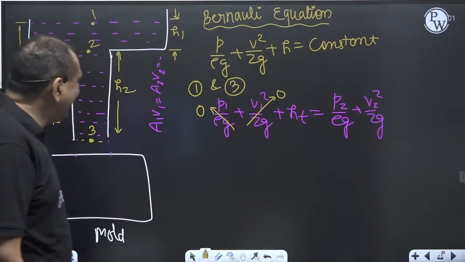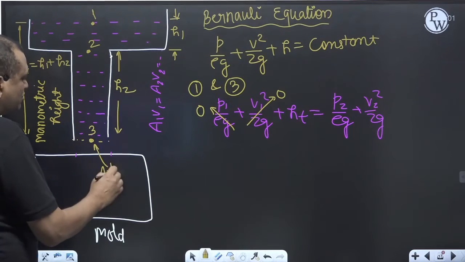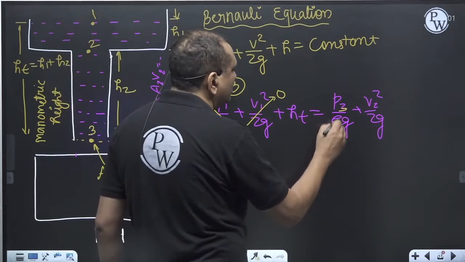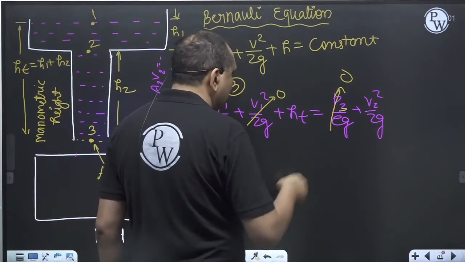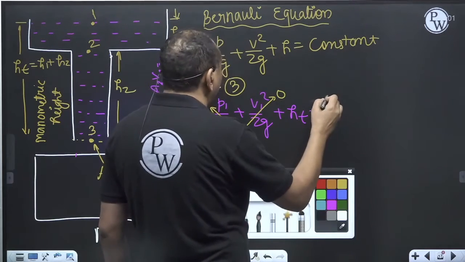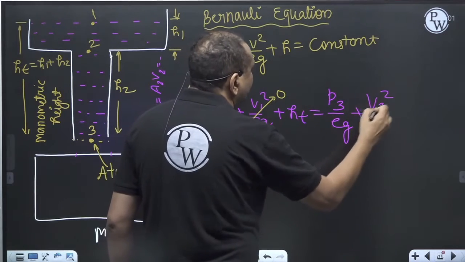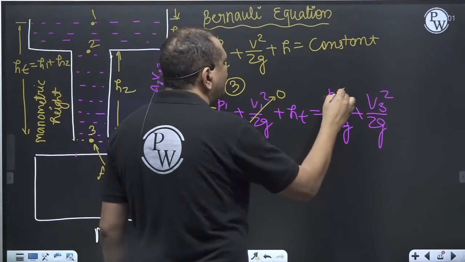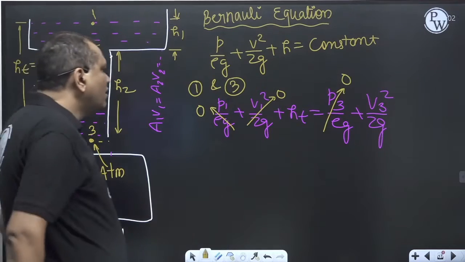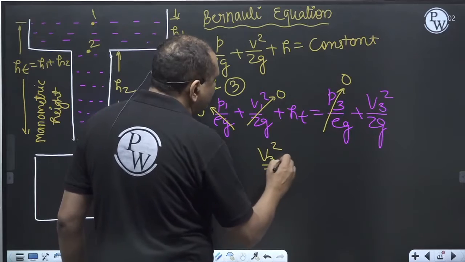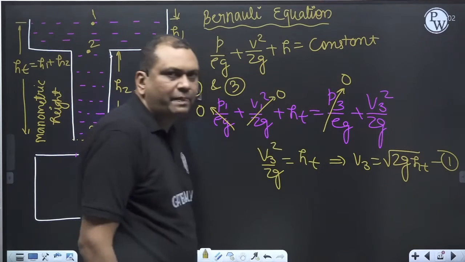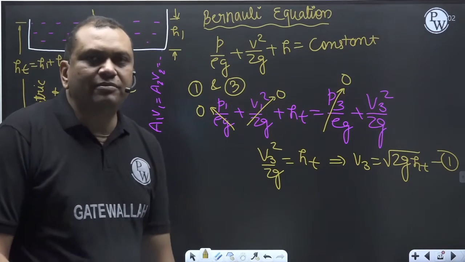Huh? And now it's a top gate. Point 3 is also exposed to atmosphere, so this is also 0. P3 by rho g plus V3 square by 2g. So this gauge pressure will be 0 because this point is also exposed to atmosphere in a top gating system. So what is my conclusion? V3 square by 2g is nothing but HT. So V3 is nothing but under root 2g HT. I hope this is okay with everyone.